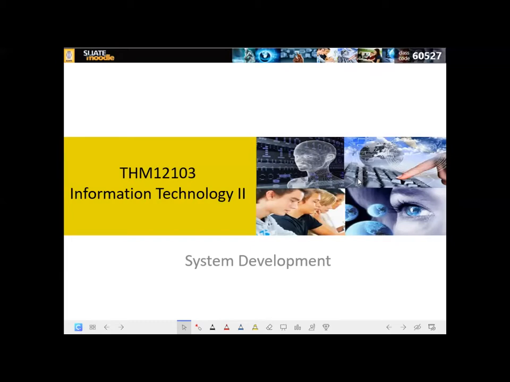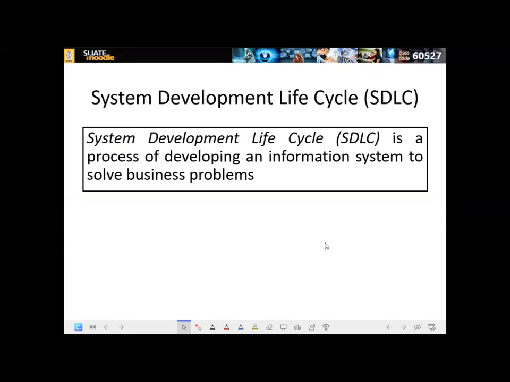Okay, now you know what a system is. You know what system development is. We have to develop a system. We can't get a system just by asking for it. We have to develop it. Then system development life cycle. We are going to talk about something. It says system development life cycle, right? Shortly we call it SDLC, system development life cycle.